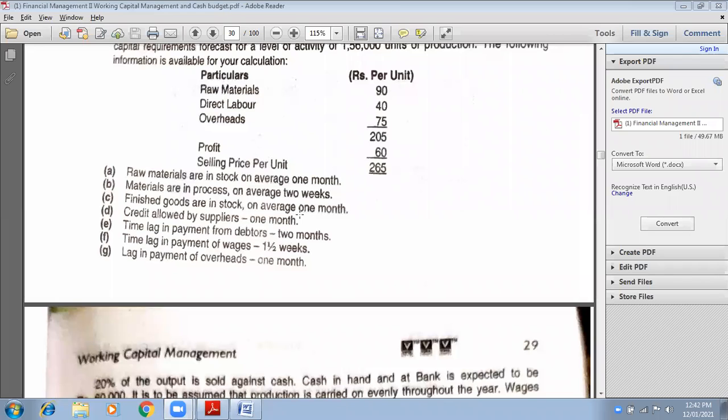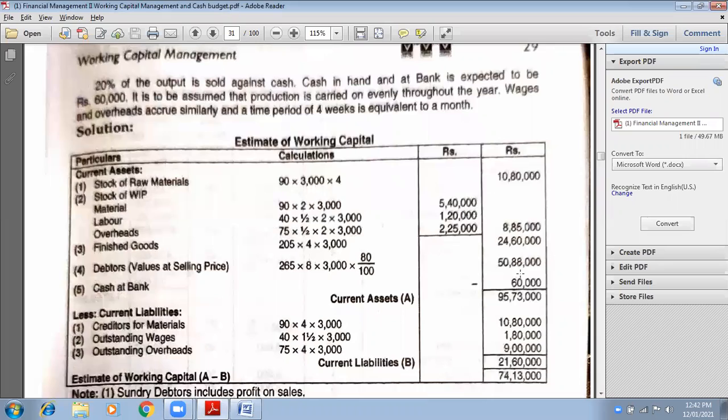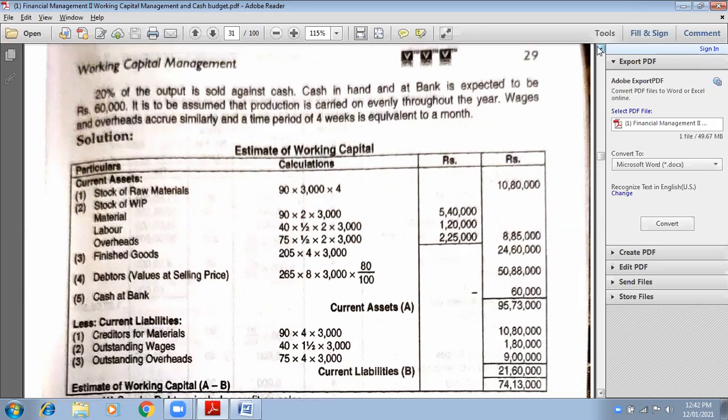Units, 3000. So 3000 into 8 into 212. So how much would be your debtors? Your debtors will be 50 lakh 88,000. Let us check, 50 lakhs 88,000. Is it correct? Yes, ma'am. See, they also made it the same way, 265 into 80 percentage into 8 weeks into 3000 units. So similarly, they too are managing. 50 lakhs 88,000 is your debtors.